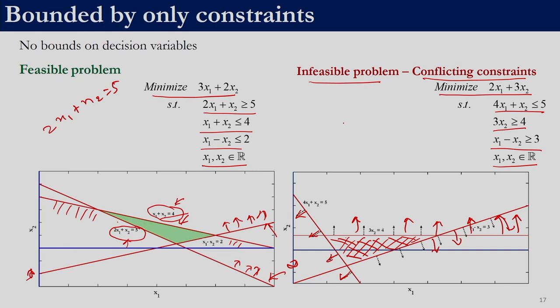Another easy way to understand this is, let's say there is a constraint which says x has to be greater than or equal to 2, and another constraint which says x has to be less than or equal to 1, right? Any value of x which is less than or equal to 1 is feasible for the second constraint. For the first constraint, any value of x which is greater than or equal to 2 is feasible, right? So if I have to satisfy both these constraints, there is no single value of x which will satisfy both of these equations. In this case, these two equations put together make the problem infeasible.